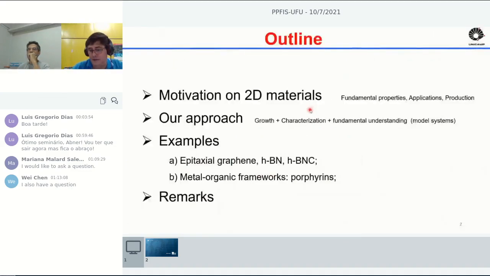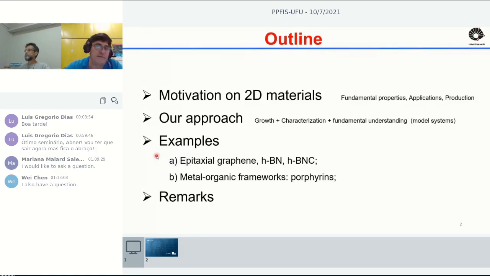And with that, this is the outline of my talk. I plan to give in the beginning some motivation, perhaps for the students of the post-graduation. This might be interesting also, some fundamental properties of these materials, why they are interesting and how they can be produced. And second, I will give some details about the growth process we are applying here and the characterization techniques we use to understand the materials from a fundamental point of view. Basically, we wanted to produce a model system. And as examples, I selected two topics.